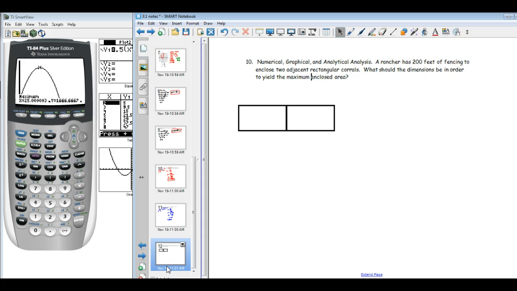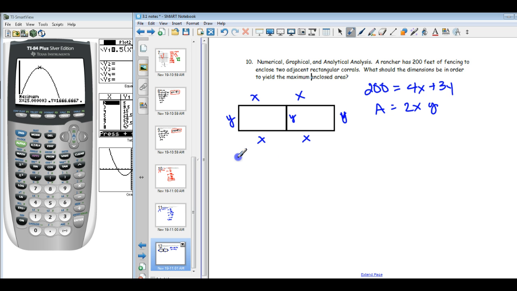For our last problem, you need to draw a rectangular pen. We're going to separate it into two corrals, and we want the dimensions in order to maximize the area. So let's call the lengths x and the widths y. And since there are 200 feet of fencing, 200 is going to equal 4x plus 3y. And then the area is going to be 2x times y, length times width.